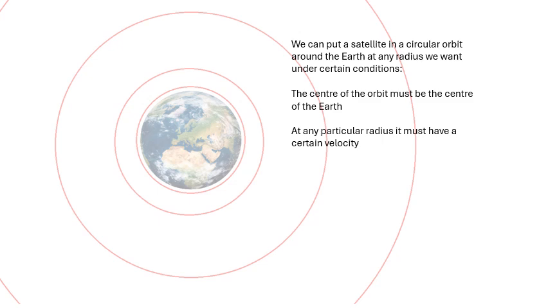So we can put a satellite in a circular orbit around the Earth at any radius you like. There are certain conditions though. The center of the orbit has to be the center of the Earth. And at any particular radius, it has to have a certain velocity. Generally, the bigger the radius, the slower it goes. The closer to the Earth it is, the faster it has to be going. So those are two conditions for an orbit. But the point is, at any radius you like, you can put an object in orbit.